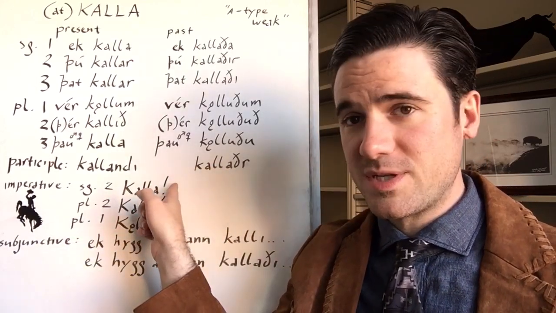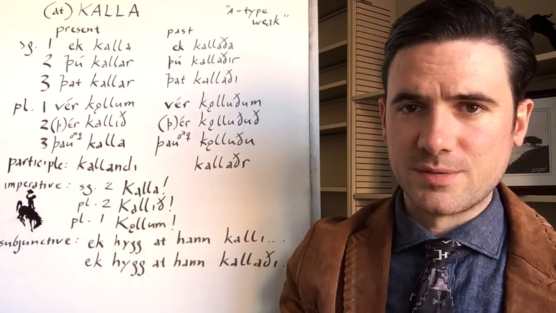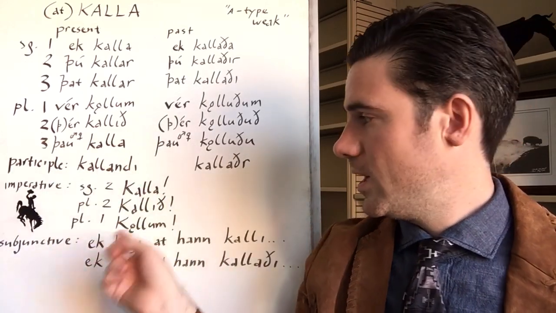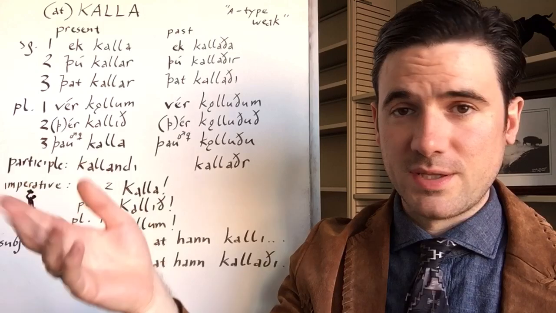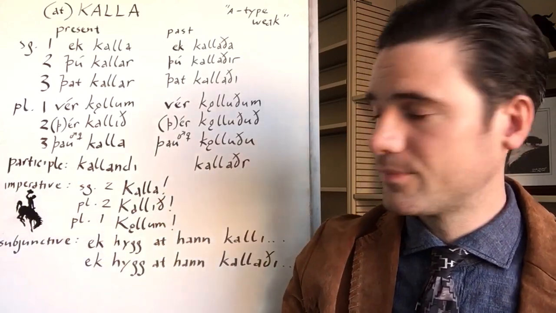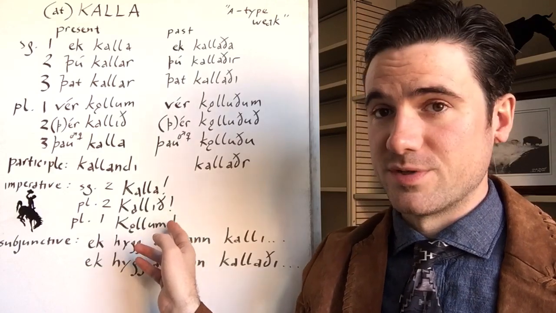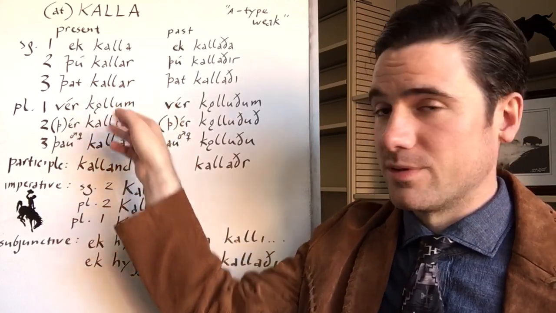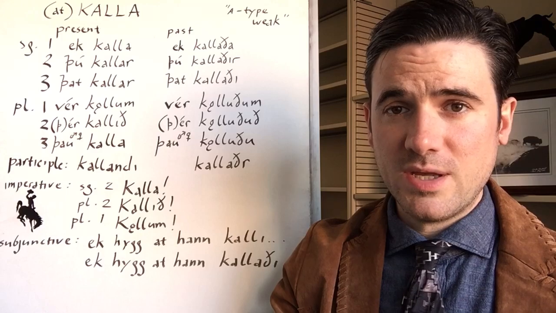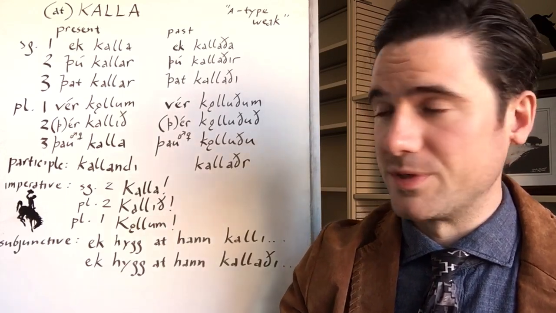The imperative of this type tends to look just like the indicative, so kalla, call, call out to someone. Kallið, telling several people to call out. Kǫllum, let's call out. Of course, the second plural and first plural imperatives look just like the first plural and second plural indicative in verbs other than, of course, the to be verb, which is always weird.